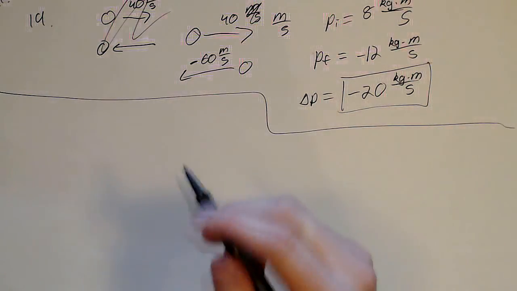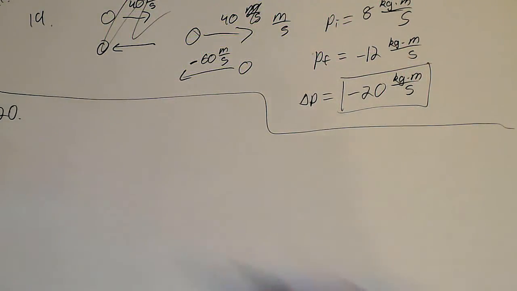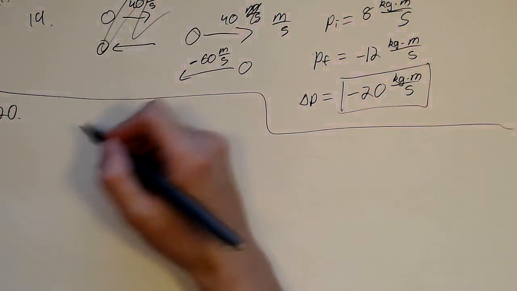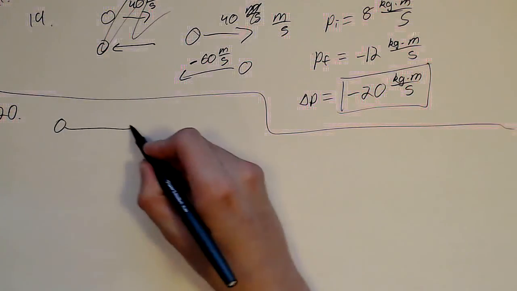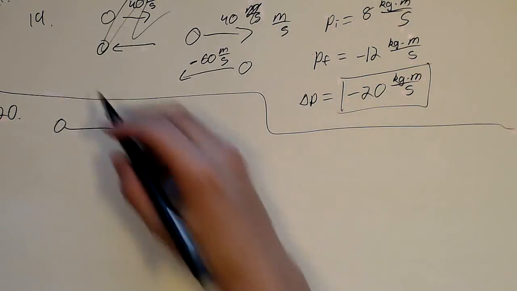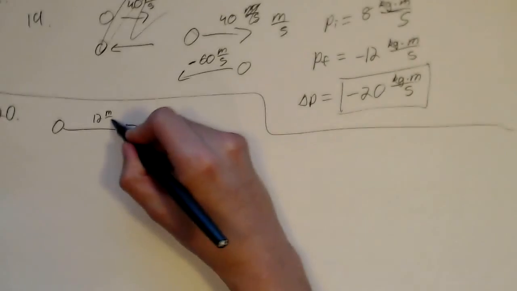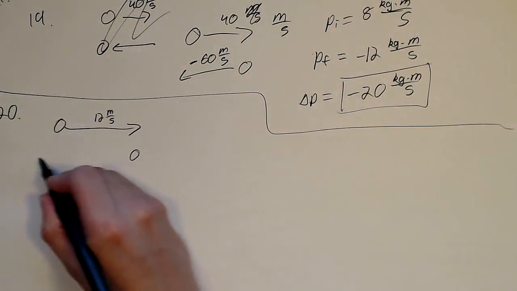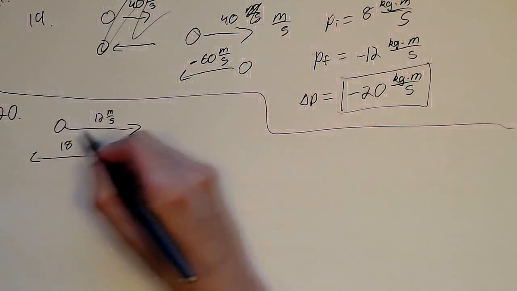Now the next question, question 20, says a 60-gram tennis ball moves at a velocity of 12 meters per second. The ball is struck by a racket, causing it to rebound in the opposite direction at a speed of 18 meters per second. What is the ball's change in momentum? Basically the same problem. They just give you different numbers, and they give it to you in grams because they're obnoxious. So, this way at 12 meters per second, and then this way at 18 meters per second.